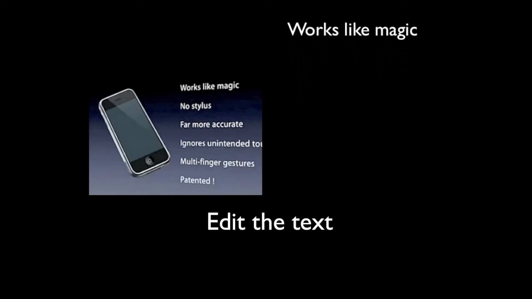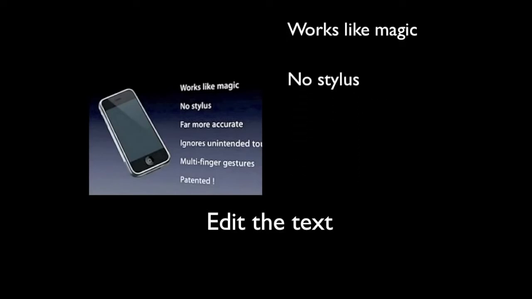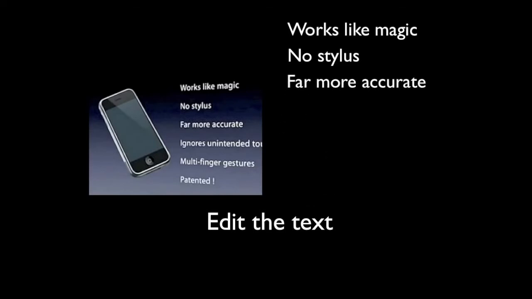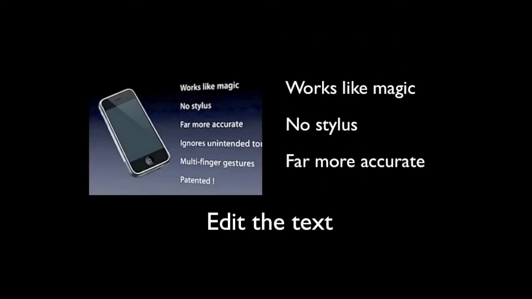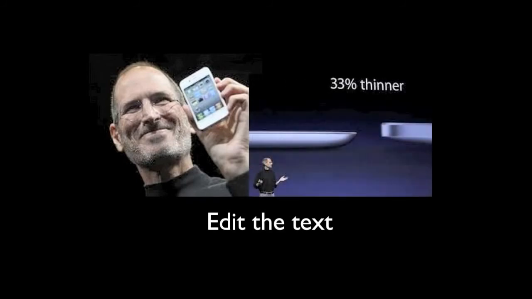The second line, no stylus. Perfect grammar would be, it has no stylus, or even longer, it does not have a stylus. We only need the message. Bang. No stylus. And then the third line, far more accurate. Correct sentence would be, it is far more accurate than other methods. It's way too long. Far more accurate is all the audience needs. Edit your text to the smallest amount possible. It looks so much more powerful and allows the audience to hear, to focus on, and to understand key messages.